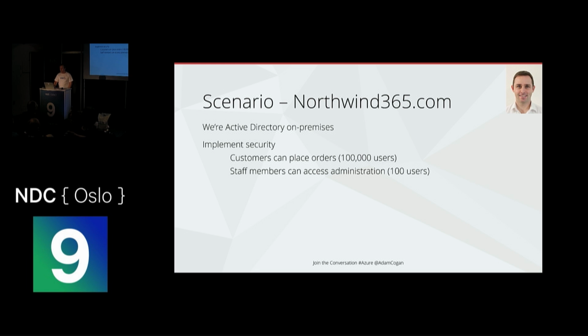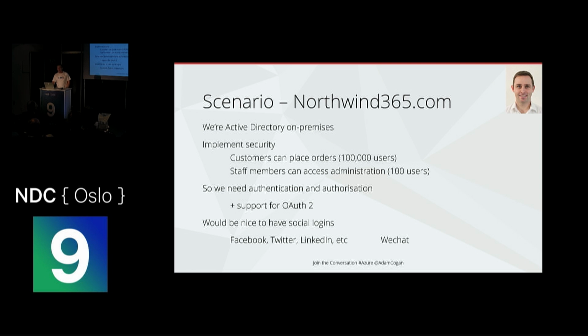So anyway, Jason's scenario is we're Active Directory on premises. We want to implement some security, and we've got, say, 100,000 potential users coming onto the system. And internally, we're only like 5 people today, but we might grow to 100, you never know. We've got authentication, authorization problems to solve, and he wants to use OAuth 2, and he wants all the social logins, like, Facebook, Twitter, LinkedIn. I would tell you, you need to support the Chinese ones, WeChat.